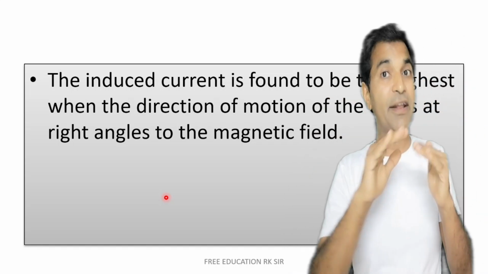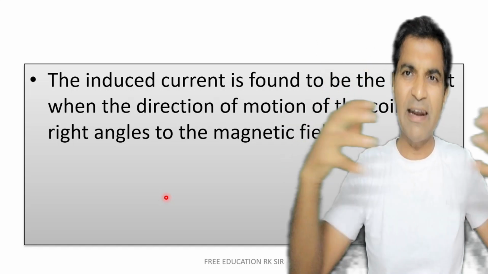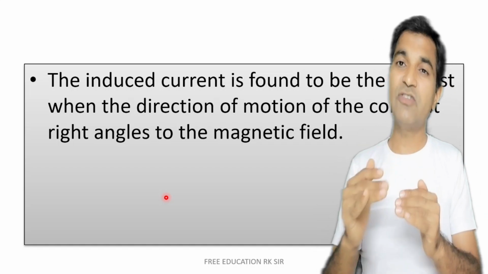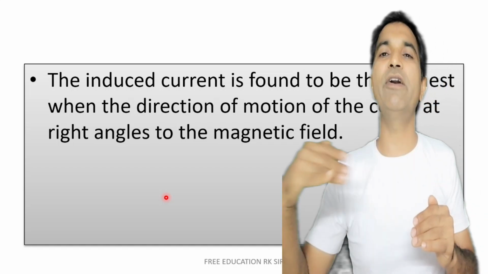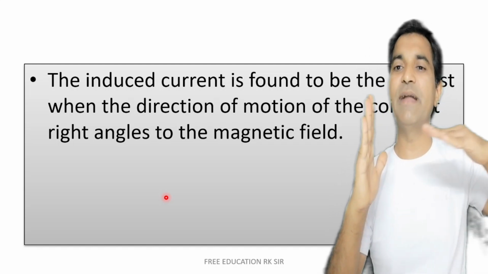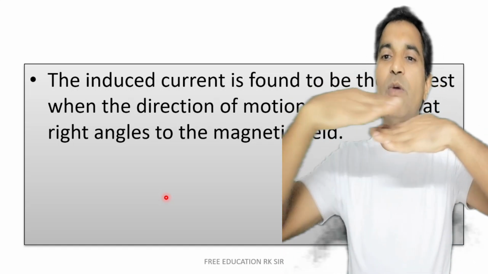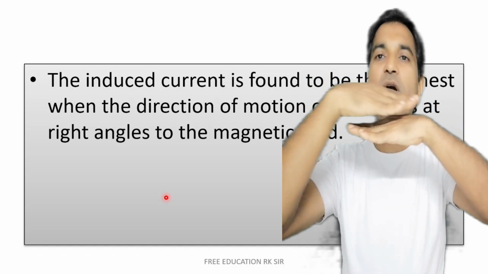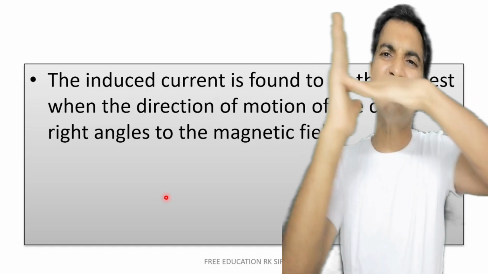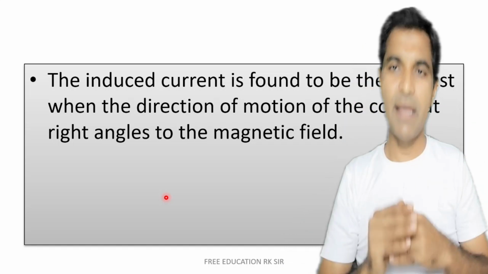If the number of turns is increased, then the amount of current which is generated will also be higher due to the higher linking of magnetism. And finally, the direction of the current is also dependent upon the direction of the movement of the magnetism, right? So the induced current is found to be the highest when the direction of the motion of the coil is at right angle, because if the direction of the movement is something like this, then there will be no interaction between the two and no current will be produced. But if it is at right angle, maximum linkage will be there, maximum production of electricity will be there.